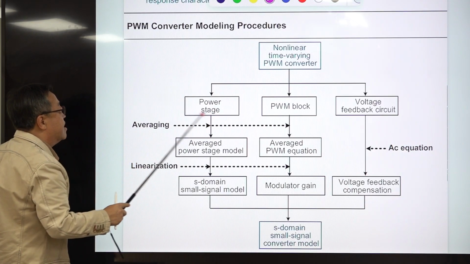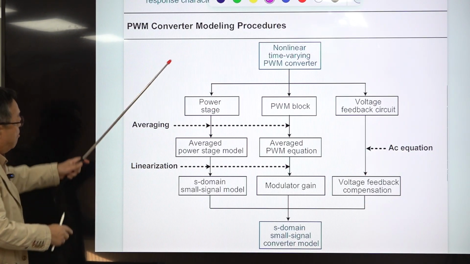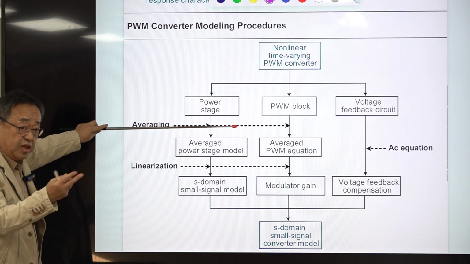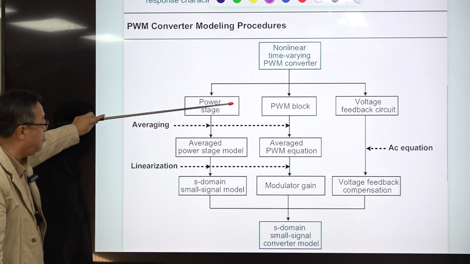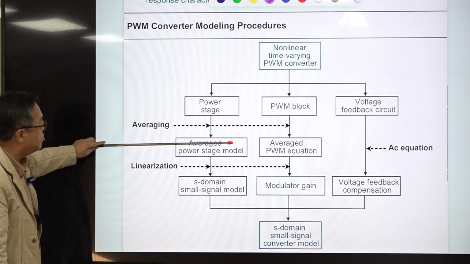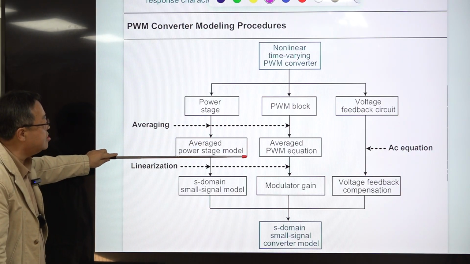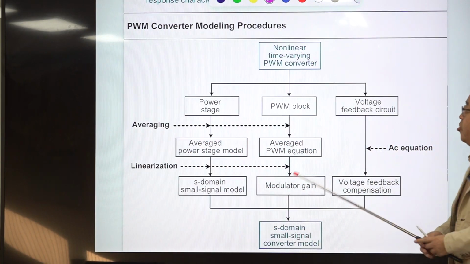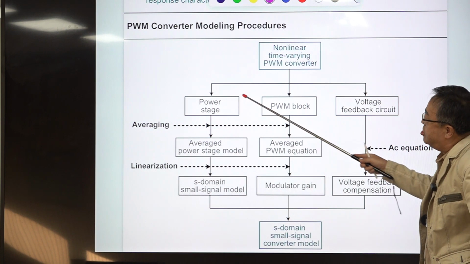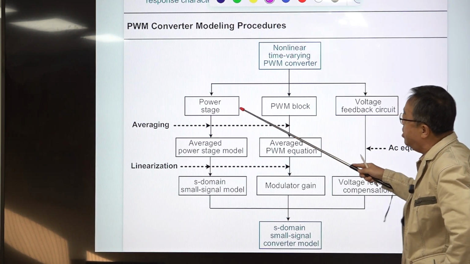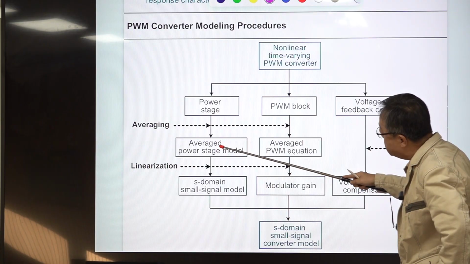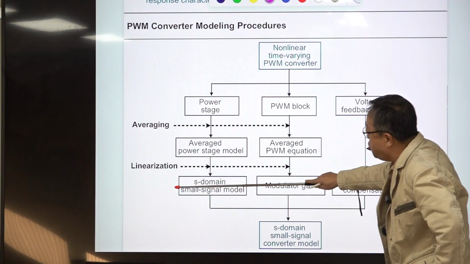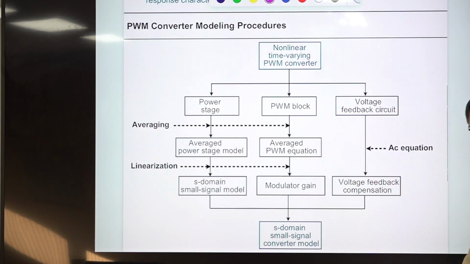This is a time-varying system, and we'll average this time-varying dynamics to obtain the time-averaged dynamics of the power stage, and we will have the averaged power stage model. This model is time invariant, but it is still nonlinear, because during this process, some nonlinearity between circuit variables will come up and will be embedded in this model. Then we'll use a linearization process to obtain the S-domain small signal model of the power stage.